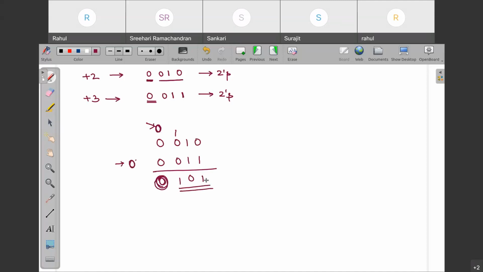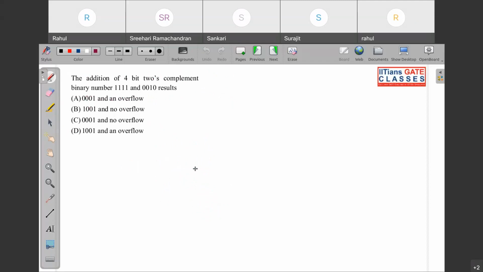And even the number you are getting, you can see this sign bit 0 corresponds to a positive number, and this corresponds to 5, which is in the range. So this is your correct number. When you represent using 4-bit 2's complement, you are getting the correct result. So your overflow occurs when you have fewer bits in your 2's complement. Now solve this question very quickly.